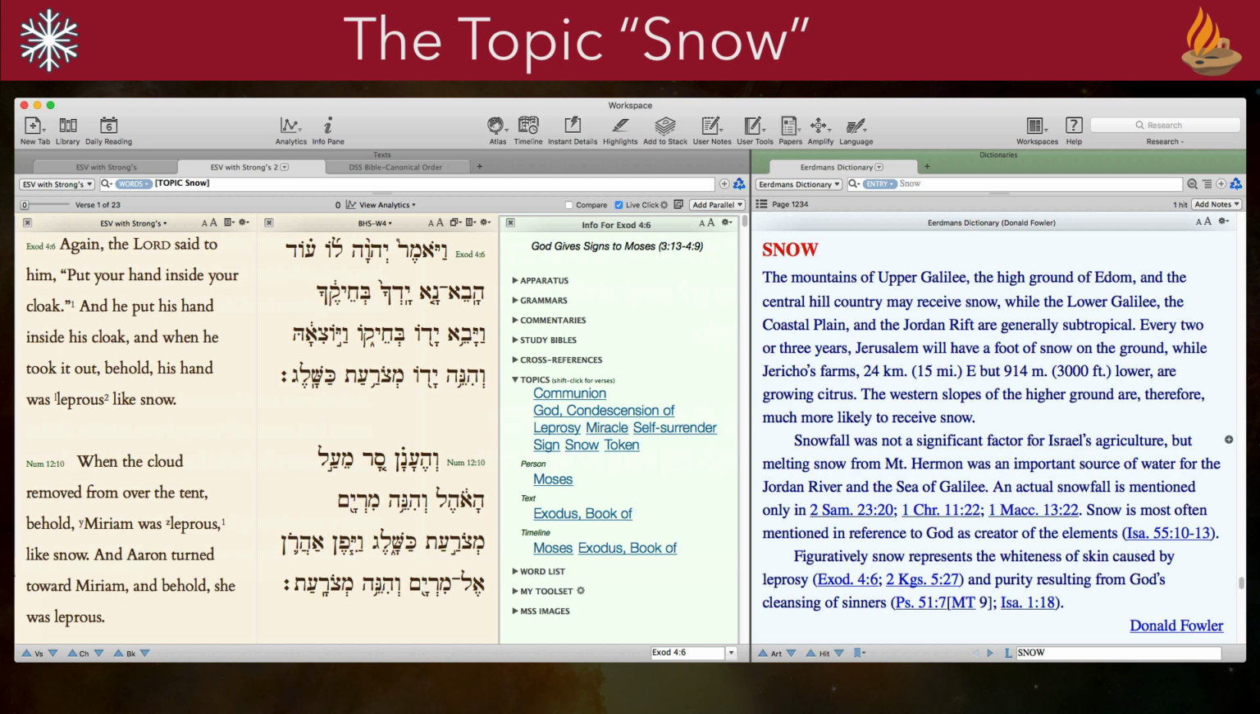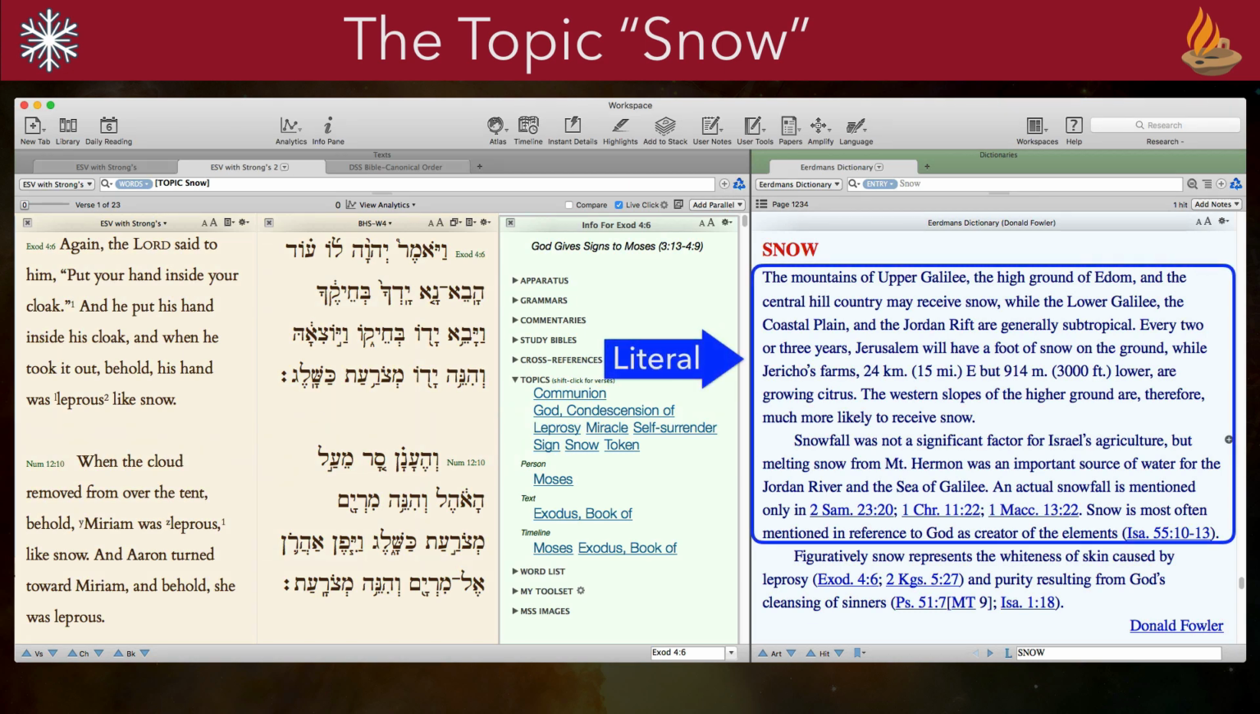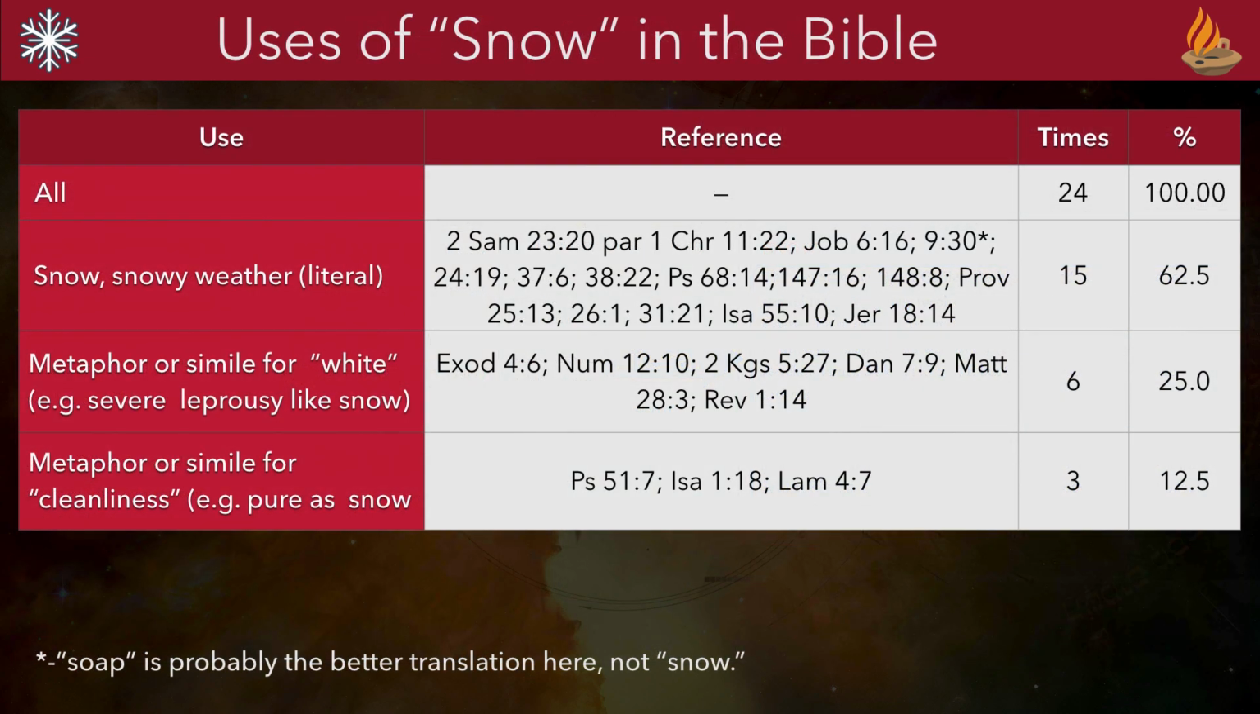Notice that most of this article deals with the literal use of snow in Israel, while the shorter paragraph identifies 2 figurative uses. Let's test this article's summary against our own reading of these verses. Often the best way to assess a word's use in the Bible is simply to read all the verses in which it appears. With only 24 hits for snow, that's very doable in this case.